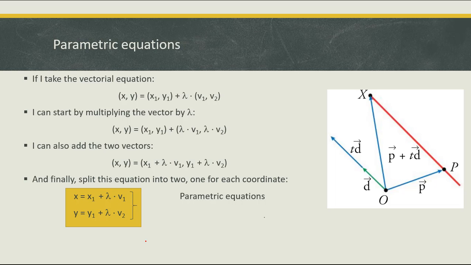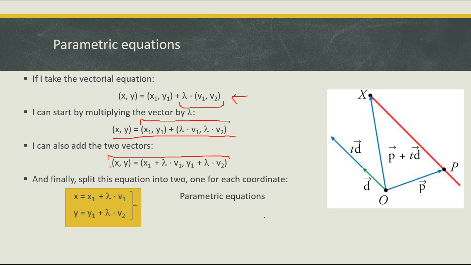Now I'm going to define another type of equation for the same straight line. I'm going to take at the beginning the vectorial equation as I defined in the previous slide. Here I have a product of a number by a vector. It means multiplying this number into the vector in both coordinates, as I did here. Once I did that, I can add these two vectors. As I know, I have to add the first coordinate with the first coordinate, the second coordinate with the second coordinate, arriving to this result.